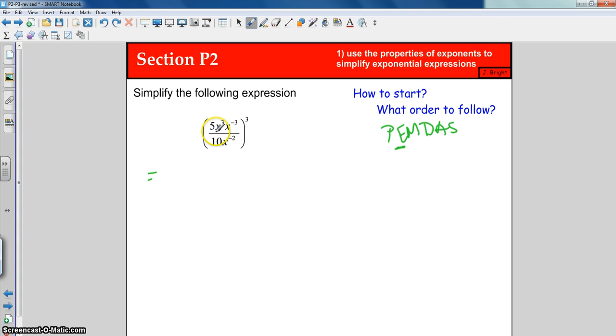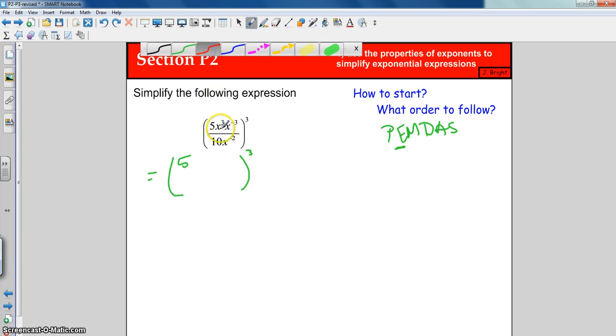Now if I do this, so I have something to the third power, that doesn't change. So inside here I have a 5, x to the third, x to the negative third, all over that. So let's take this one step at a time. Let's just look at the numerator. Is there anything that I can simplify in the numerator? Well, the 5 stays the same, okay?